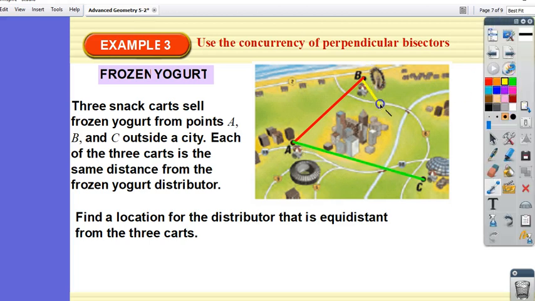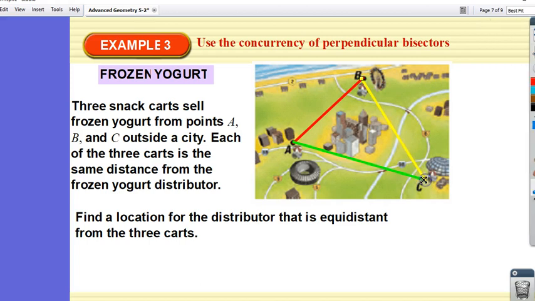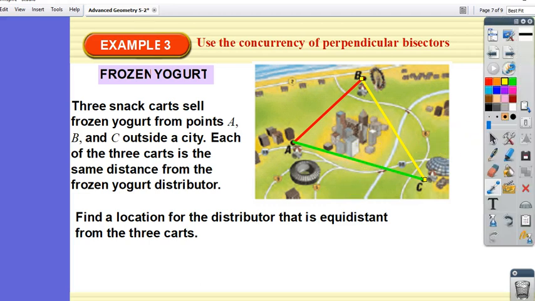So, here is your triangle, right? And we want to know where the frozen yogurt distributor should be. So basically, we want it to be a point that is the same distance for cart B, for cart A, and for cart C to be able to walk to. So we want to know where's smack dab in the middle of all 3 of these guys where they're all walking the same distance. So we need to do a perpendicular bisector. So let's get out our math tools.